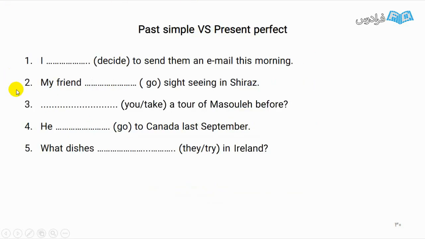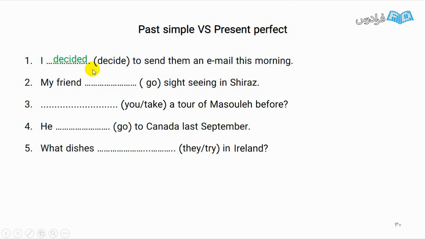Now I ask you to do this exercise. We want to decide when we should use past simple and when we have to use present perfect. Let's check. I decided to send them an email this morning. Is there any definite time here? Yes, this morning. Then I'm not allowed to use present perfect. We have to use past simple. Easily I add "ed" at the end of "decide" because this is regular.